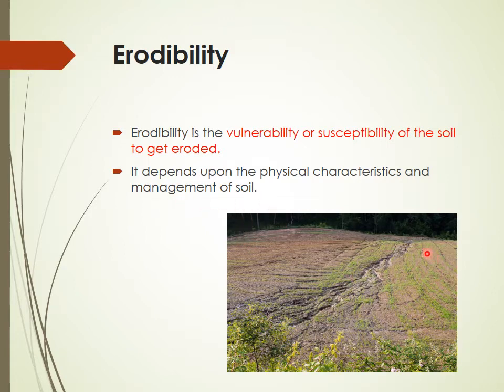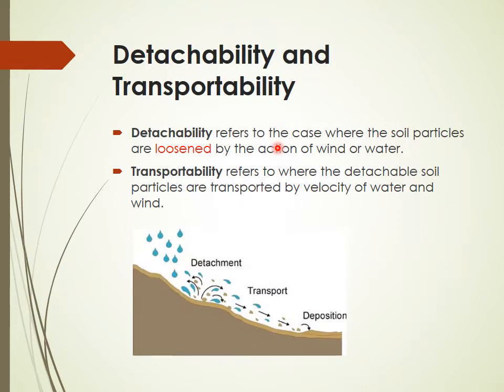See here in this image, some vegetation is grown here. In this place there is no vegetation, no cover over the soil. So the soil without any management or vegetation cover will be eroded automatically. This is called erodibility, the vulnerability or susceptibility of soil to get eroded. The next ones are detachability and transportability.